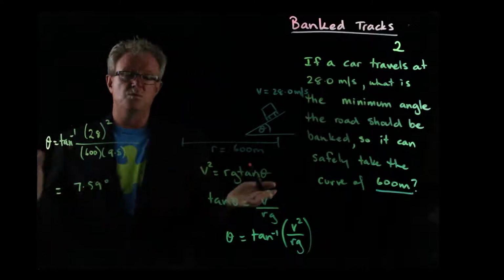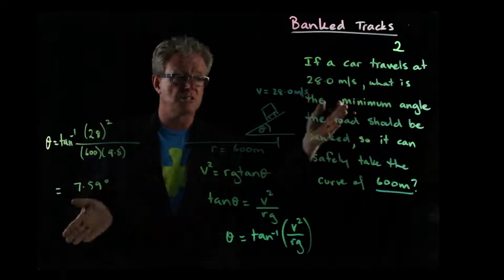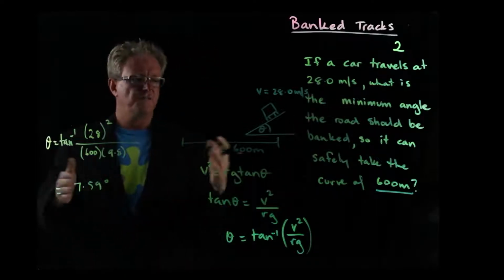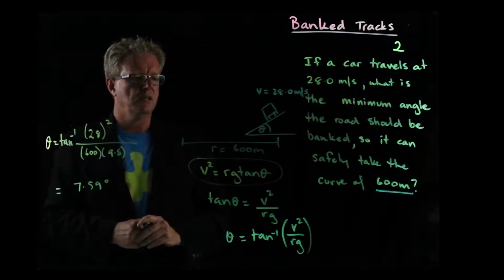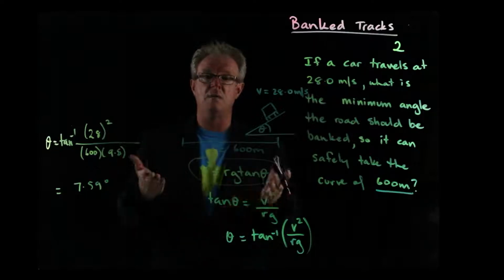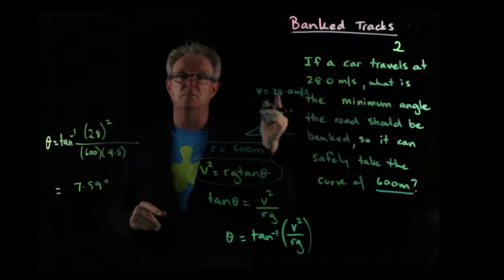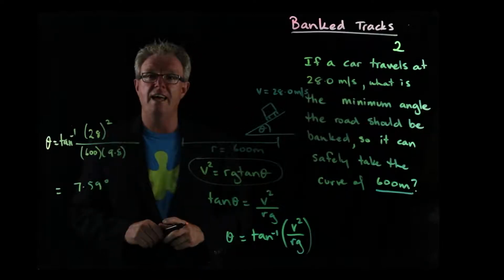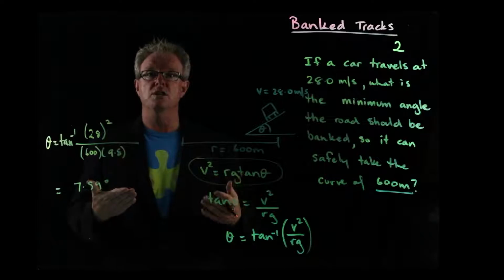So that is just, once again, remembering this equation, making tan theta the subject of the equation and substituting some values in. So fairly straightforward once you remember this equation here. And once again, you could derive that equation if you wanted to, if you can't remember it, like we did in the previous video. So that's banked tracks number 2, and hopefully you're getting the hang of it now. Okay, we might just do one more just for good measure.